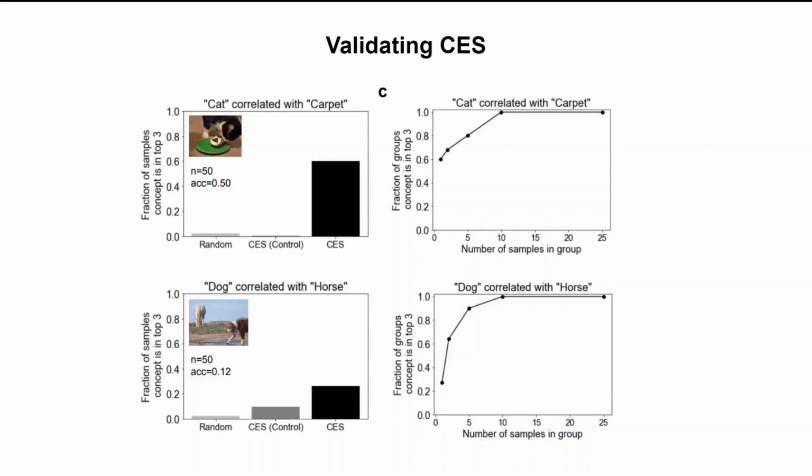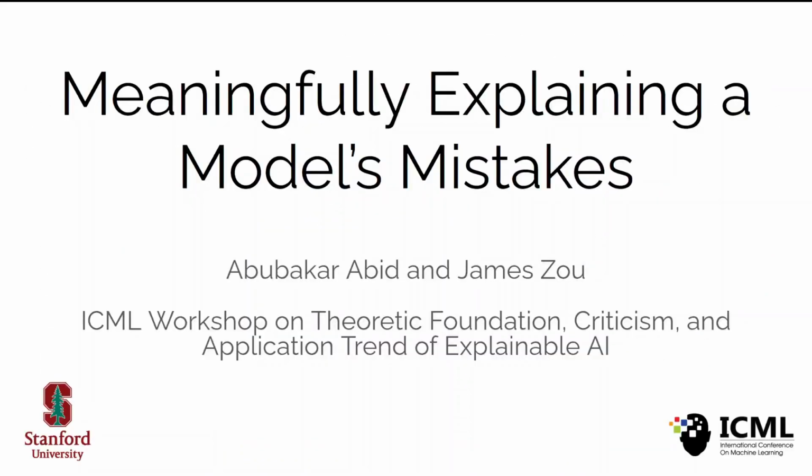So we have a lot more results, a lot more explanation in our paper. If you are interested, check out Meaningfully Explaining a Model's Mistakes. It's in the ICML workshop on theoretic foundations, criticism, and application trends of explainable AI.